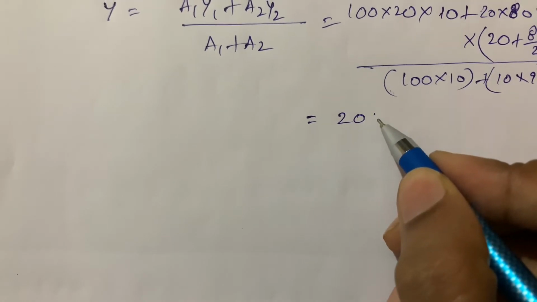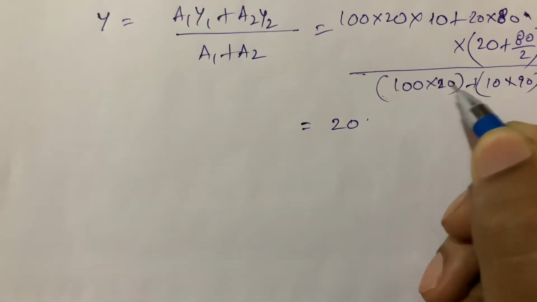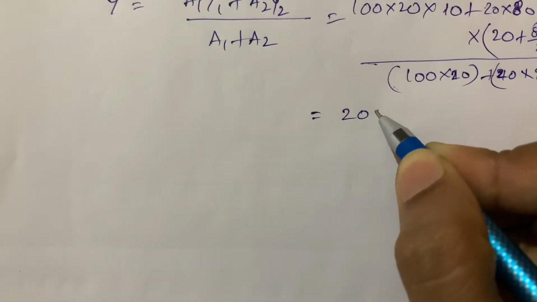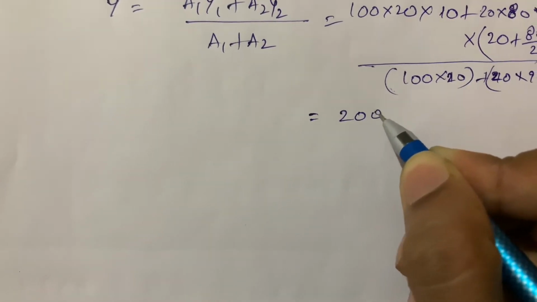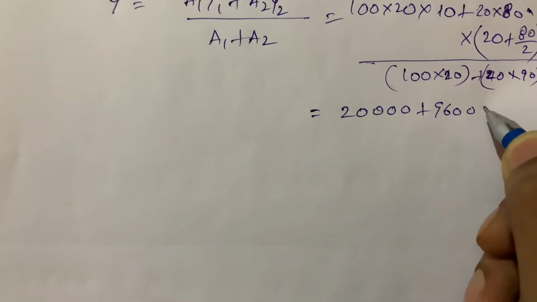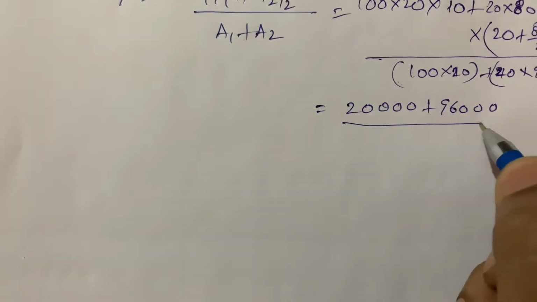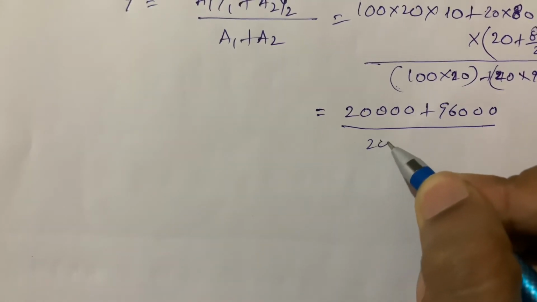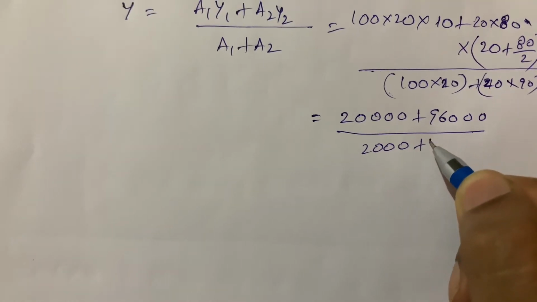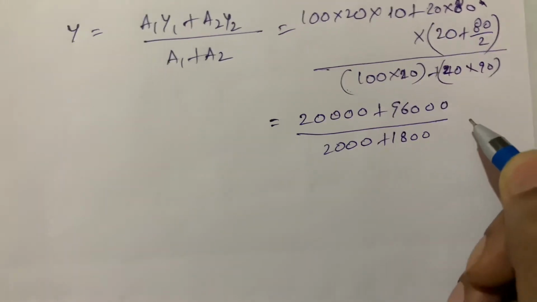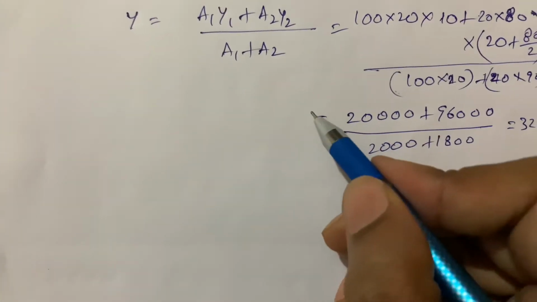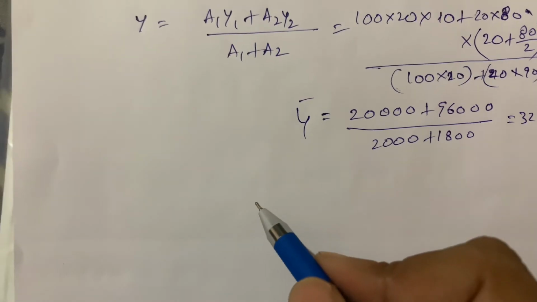So I got this one is 20 and this one is also 20. So I got 9600 by 2000 plus 1800. So I got the value 32.22. This is the Y bar value, the centroid.